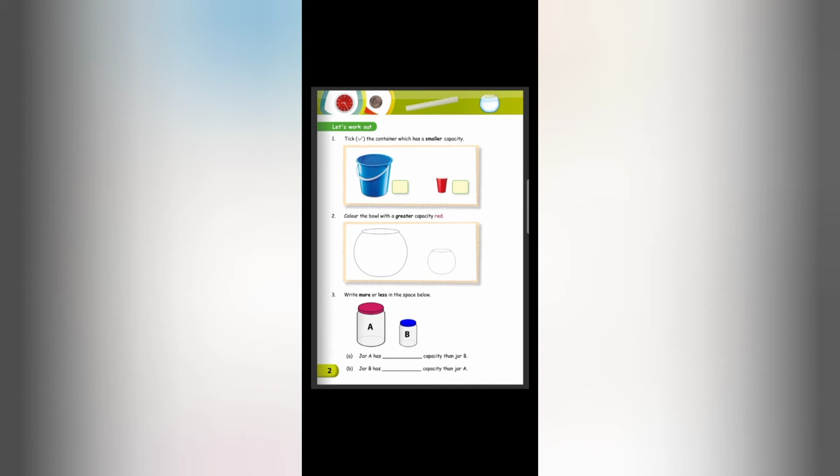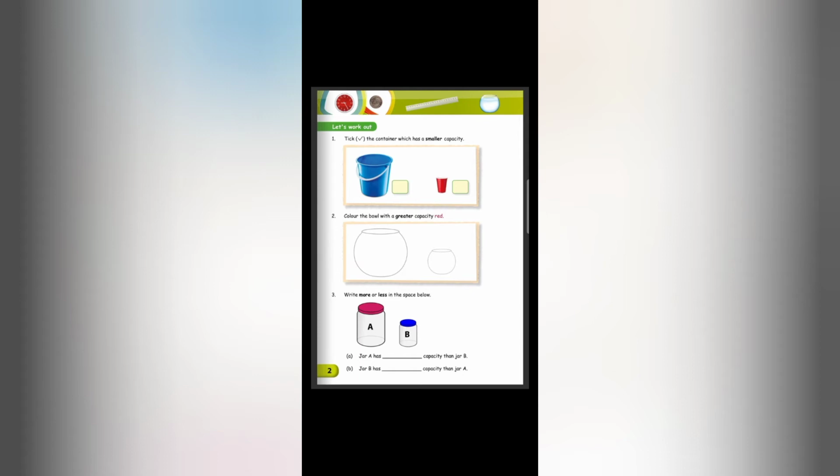Question number 3. Write more or less in the space below. I'm going to read part A. Jar A has blank capacity than jar B. Jar A has more capacity or less capacity than jar B? Yes, more capacity, because the size of jar A is greater than the size of jar B. So you have to write more for part A.